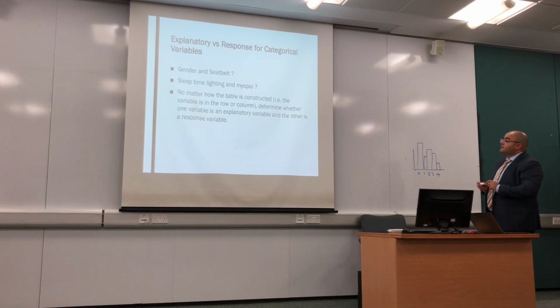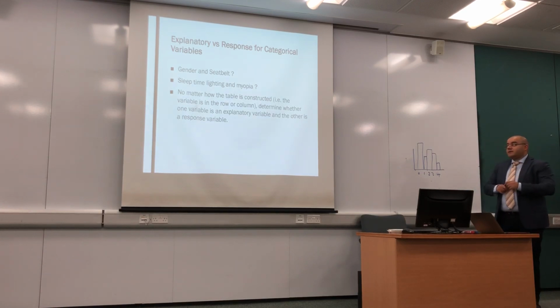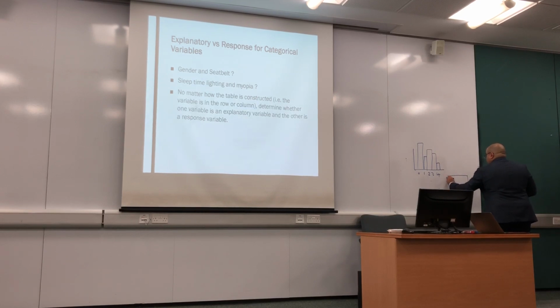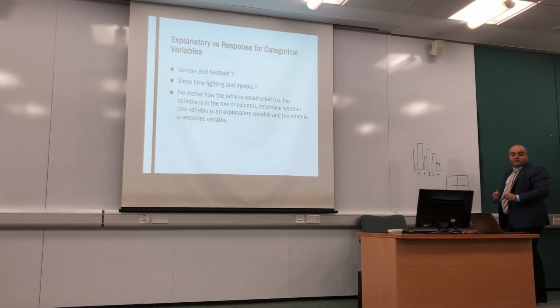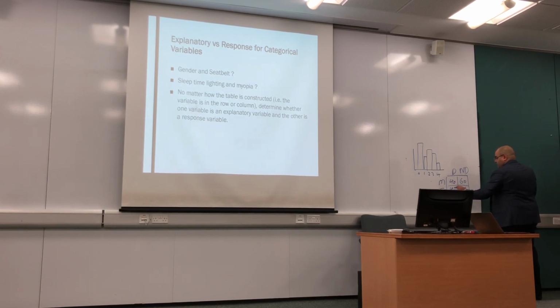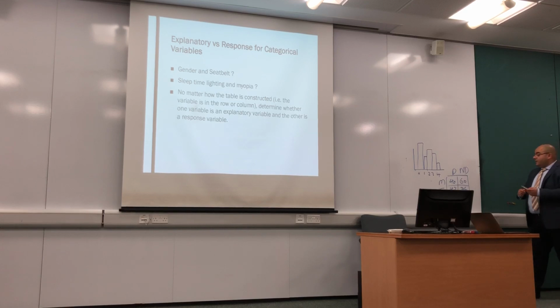No matter how the table is constructed, i.e. variable on row or column, that does not determine whether one variable is explanatory and the other is a response. Of course, what do we mean here? We are going to learn something later called a contingency table. Okay? Here I have male, female, disease, no disease, and here there are numbers. Okay? So here we have disease and gender.